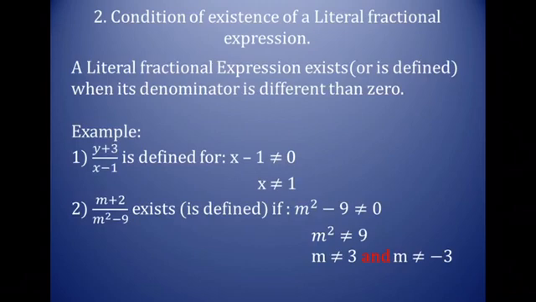than 1. The other one here, m power 2 minus 9 must be different than 0, so m must be different than 3, and also m must be different than minus 3, because if m is equal to one of these two values, the fraction won't be defined, because we will have 0 in the denominator. We cannot divide by 0.